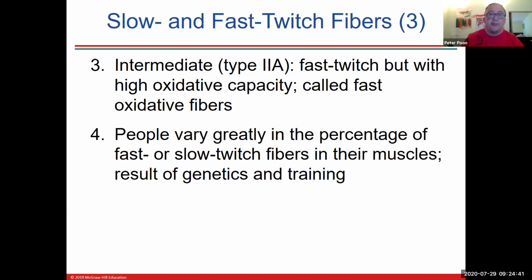The intermediate, type 2A, fast oxidative fibers, are right in the middle, so they have both the fast twitch capacity and high oxidative capacity. So they're somewhere in the middle.